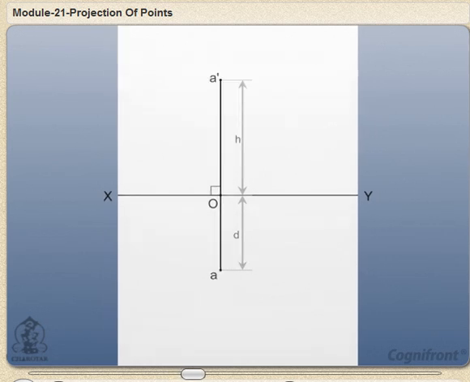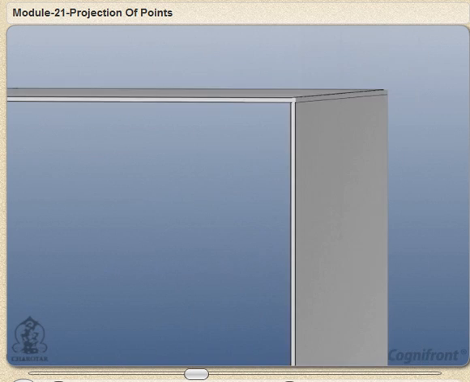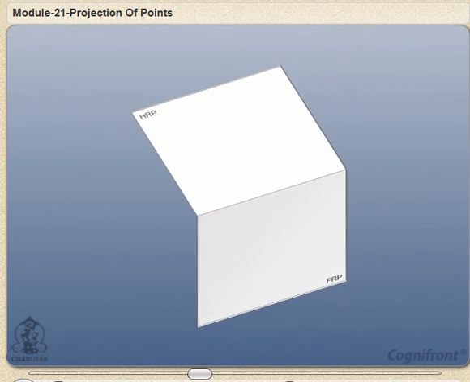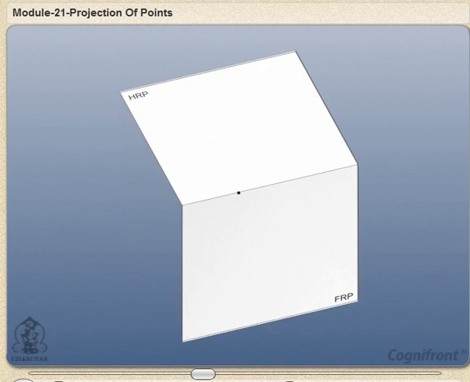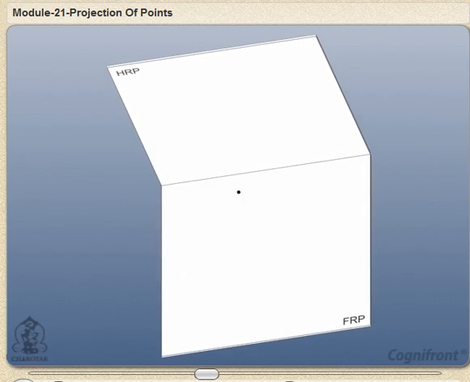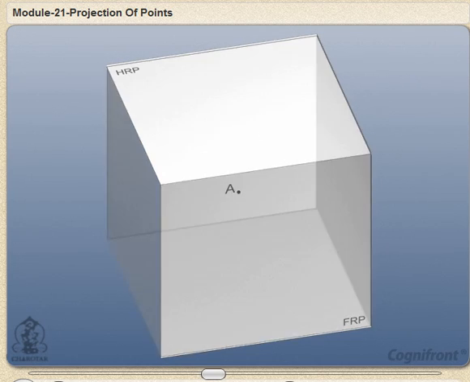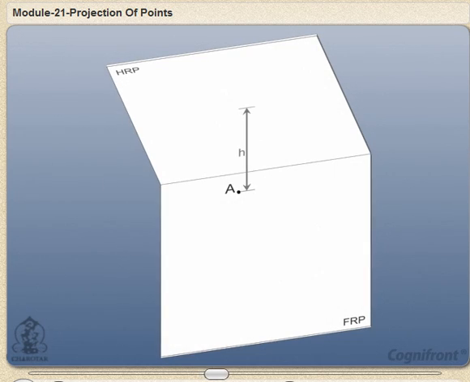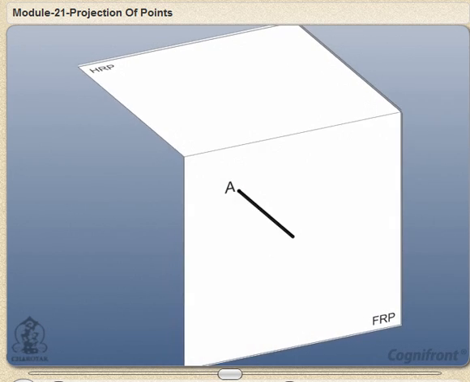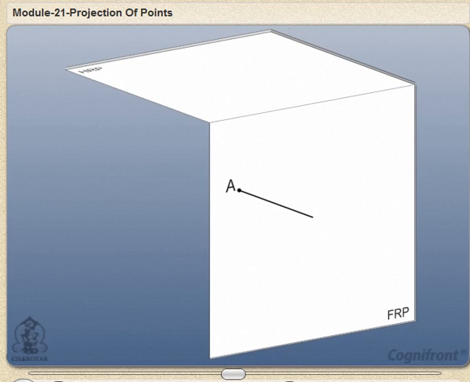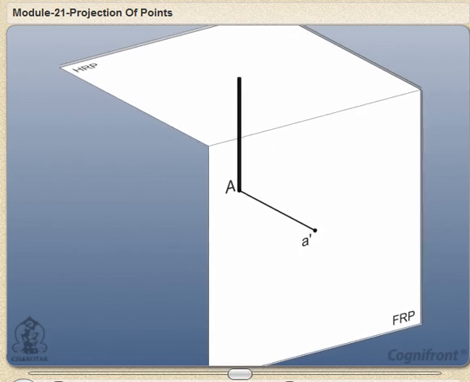Now, let's see what will be the projection of a point in the third quadrant. Observe, the point object A is in the third quadrant at a height of h units below the HP and a distance of d units behind the VP. Then the front view point A dash will be on VP and its top view will be a point A on HP.